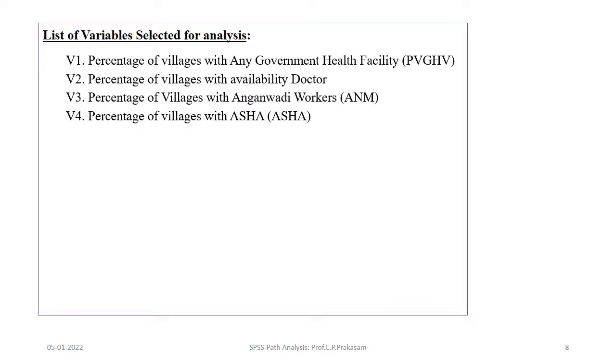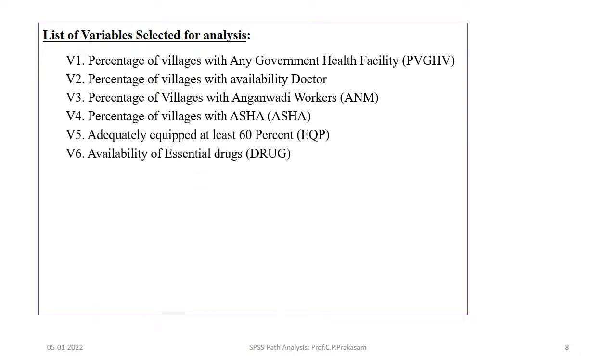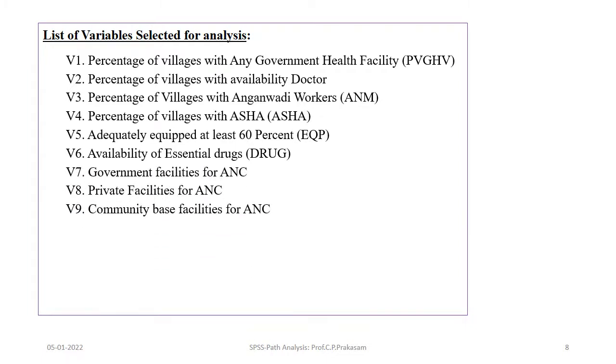Then let us examine the list of variables which has been considered. That is V1, V2, V3, V4: percentage of villages with any government health facilities, and next one is the availability of the doctors, third one is the Anganwadi workers, and fourth one is the ASHA and other things. And next one is the availability of the drugs and medicines, equipments, as well as essential drugs, and government facilities for ANC, private facilities for the ANC, community based facilities for the ANC. That is the availability of the facilities.